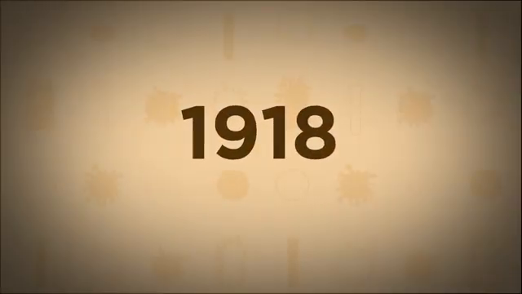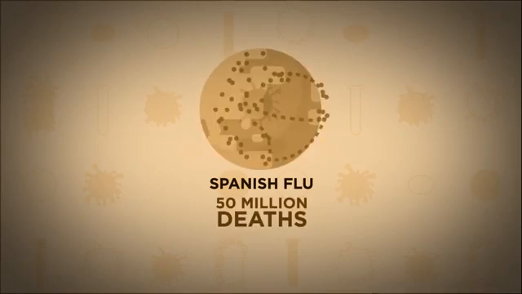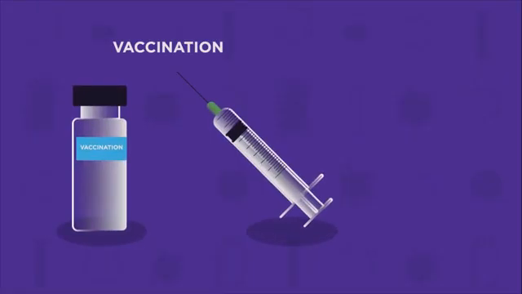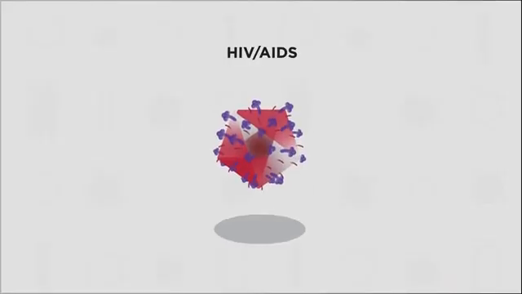In 1918, the Spanish flu is thought to have caused up to 50 million deaths worldwide. Scientists have developed vaccinations against lots of viruses, which have even led to the eradication of some viruses like smallpox, as human hosts become immune. However, some viruses like HIV have proved impossible to develop any kind of vaccine for.